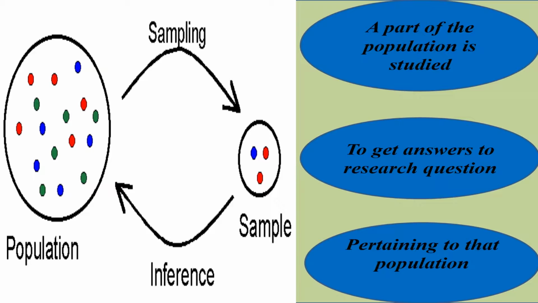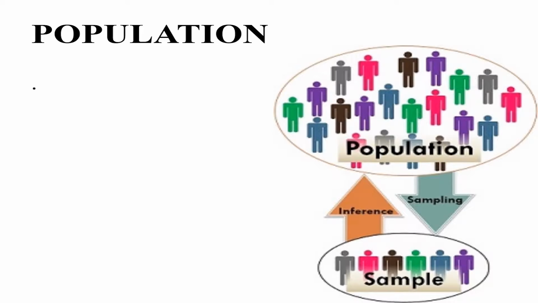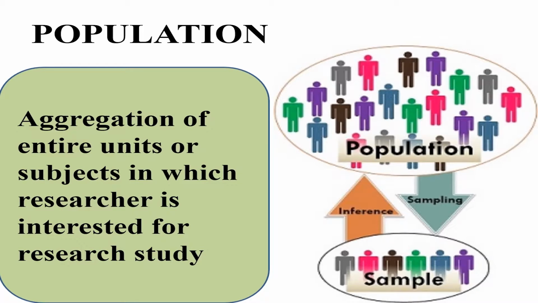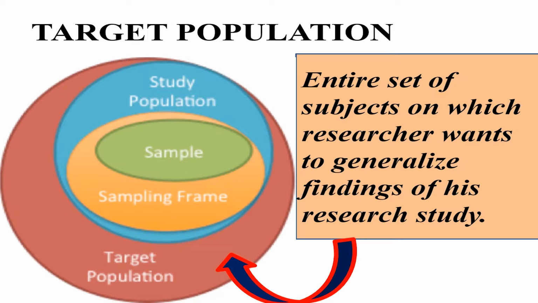Now let's first have an idea of the basic terminology used in the concept of sampling. The first is population. Population can be defined as the aggregation of entire units or subjects in which the researcher is interested for the research study. The next is target population. Target population is the entire set of subjects on which the researcher wants to generalize findings of his research study.